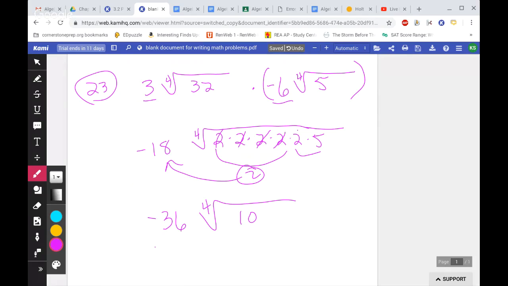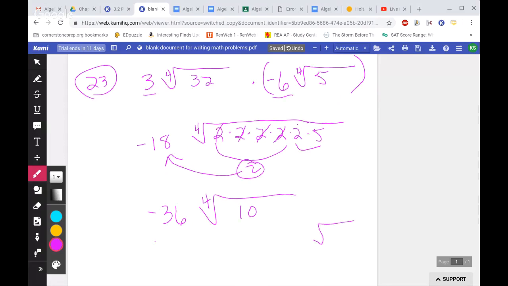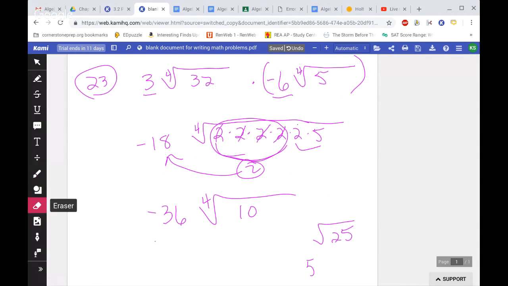Because you've got anything that can come out. Remember how we talked about we pull perfect squares out? Now we're looking for a set of 4 because it's a 4th root. So you pull things out in sets.